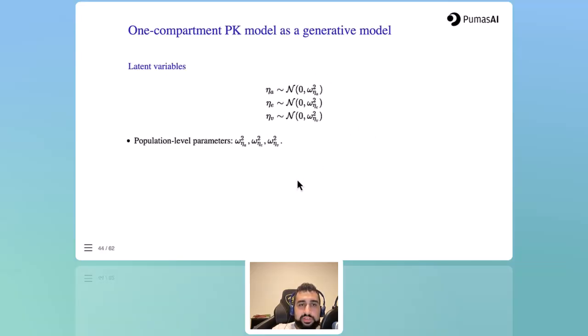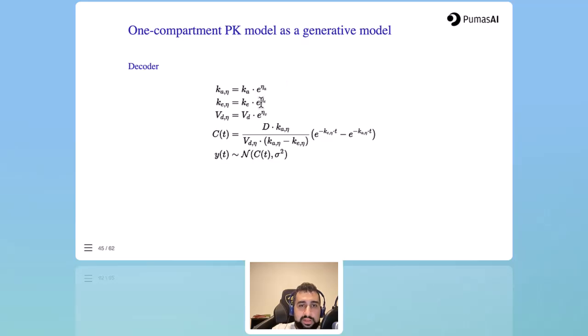So if I'm trying to generate some synthetic population for a visual predictive check, the way I would do it is first I sample from the latent variables using their prior distribution, and then I pass the values of eta A, eta E, and eta V here into the decoder.